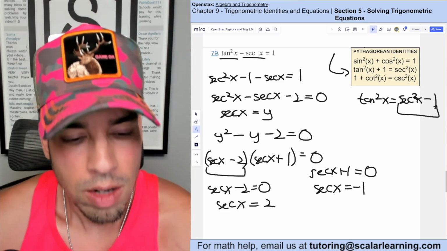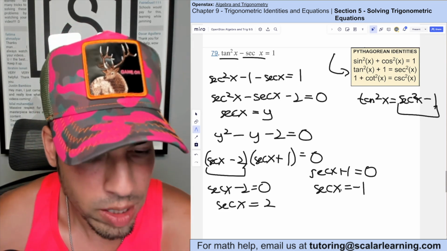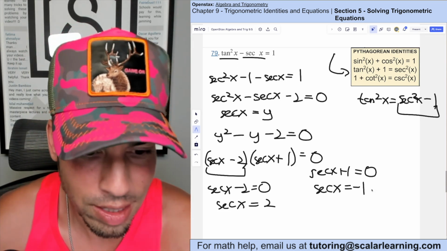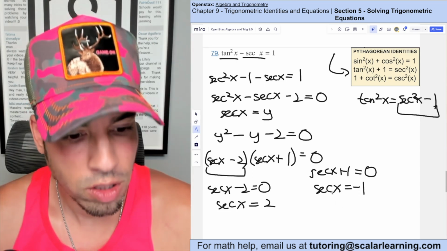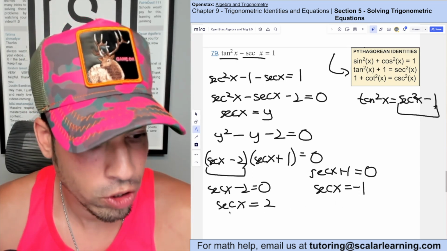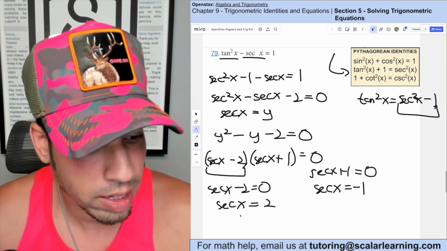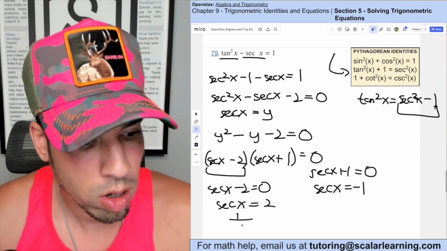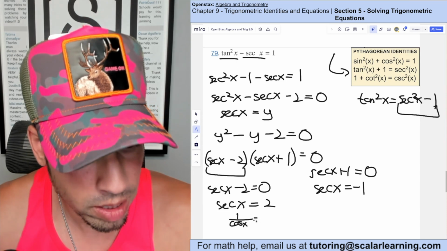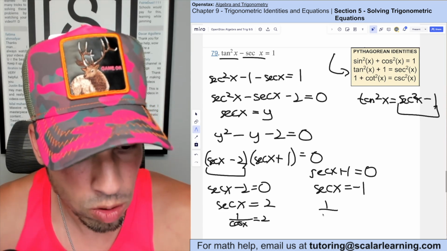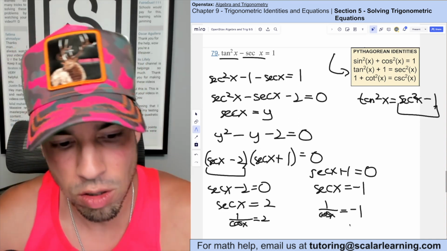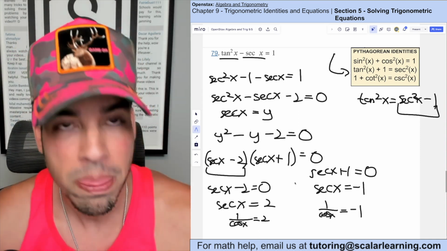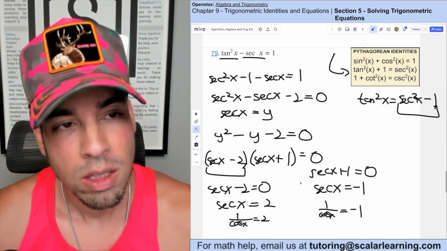All right. Now what we can do is we can actually take arc secant of both sides to get our answers. But if your calculator doesn't have an arc secant function, you can also remember that secant is the same as 1 over cosine of x, right? Equals to 2. And this one would be 1 over cosine of x equals to -1. So then you can cross multiply and do your whole thing, and you'll still make it work. But anyways, let's go to Desmos.